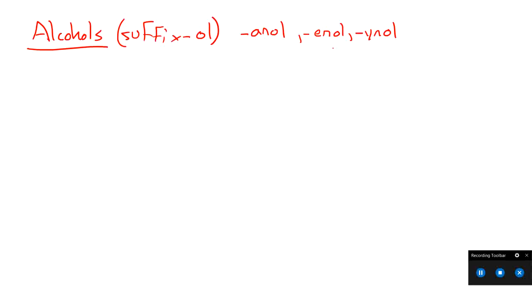Okay, but again, it follows the exact same rules as we did previously. So we can have, for example, methanol, which would be CH3OH. So the OH is the alcohol functional group. If you see an OH somewhere on a compound, that means you have an alcohol. We could have ethanol.